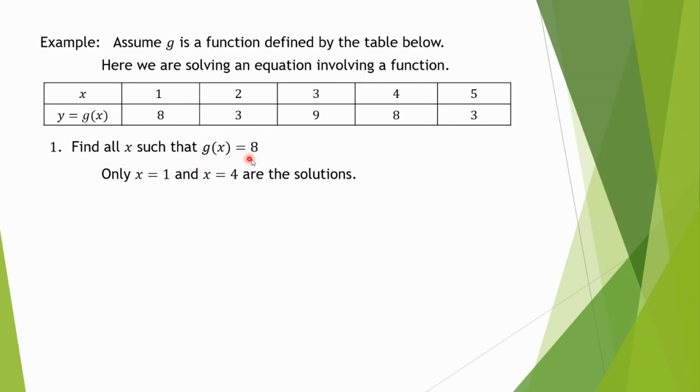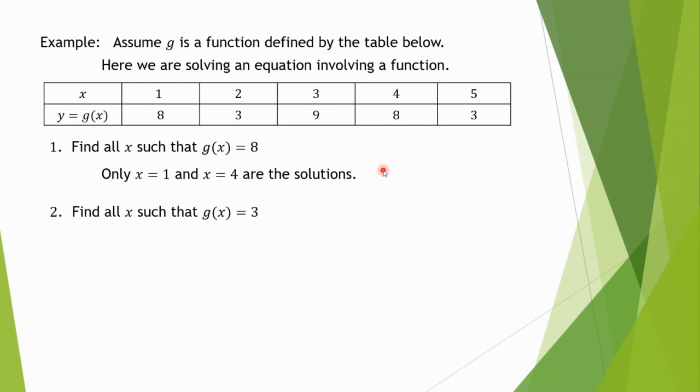Notice it's still a function, because each input, each x value, is giving us only one output. When x is 1, we only get one output. X is 2, we're getting one output. With 3, we're only getting one output, and so on. Here, we're looking at what values give us an output of 8. And in this case, there are two values. Still a function, though. All right, so that's one example.